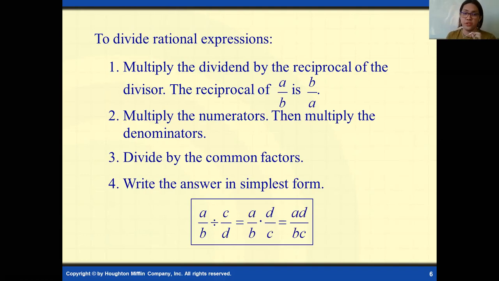Or you can follow this rule. As you can see, the symbol or letters, A over B, divided by C over D, will become A over B. Then we get the reciprocal of C over D. That is why it's D over C. Then multiply. Then you will get AD over BC. So these are the 4 steps on how we divide the rational expressions. Do not forget to get the reciprocal of the divisor. Okay? Are you still okay? I can see it. You are still okay.